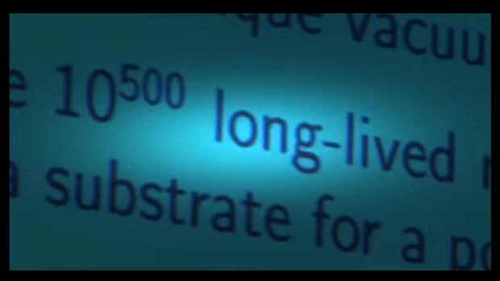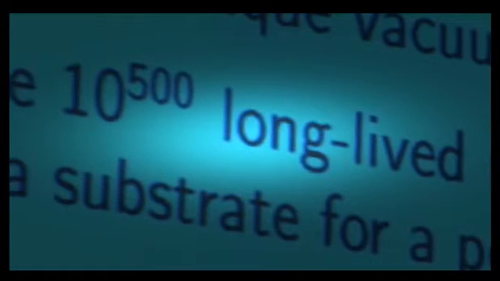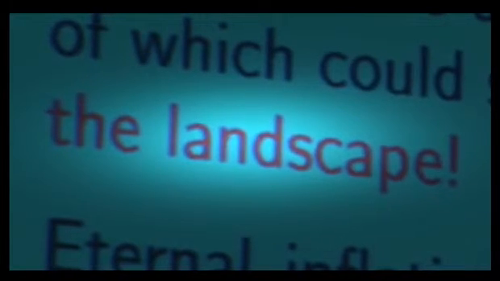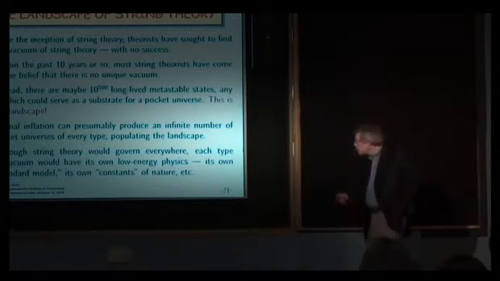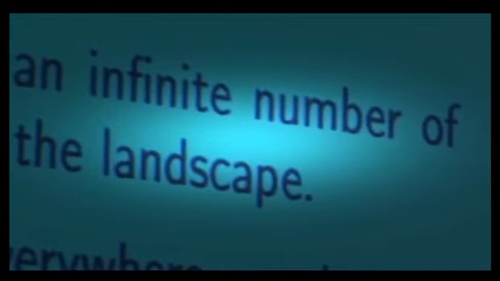Instead, string theory is believed to have a huge number, and 10 to the 500 is the number that gets bandied about. I don't think you should take that number too seriously, but some huge number of long-lived metastable states, any one of which could serve as the substrate for a pocket universe. And this huge set of metastable states is what's called the landscape of string theory. Now, if you have eternal inflation, like we just described, eternal inflation can presumably produce an infinite number of pocket universes involving every one of these 10 to the 500 different kinds of vacua. So inflation populates the landscape, produces pocket universes connected with each type of vacuum.